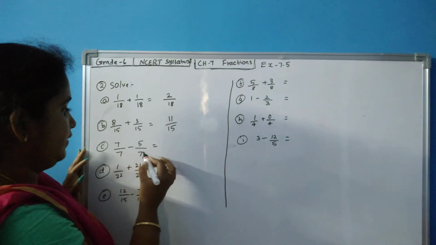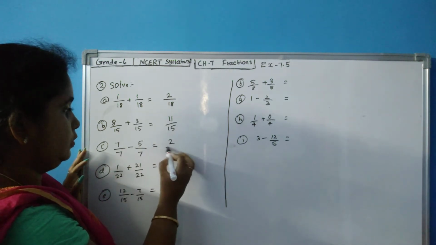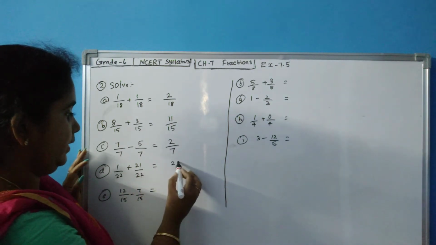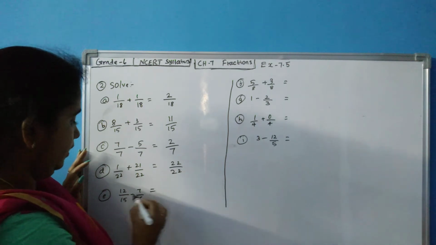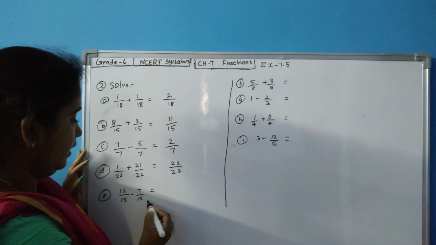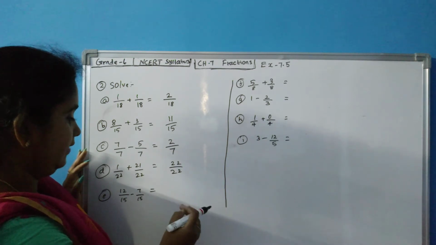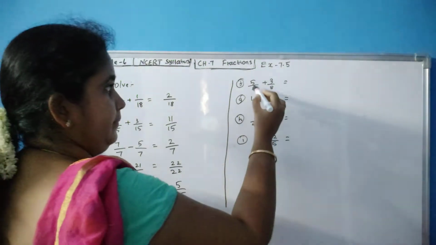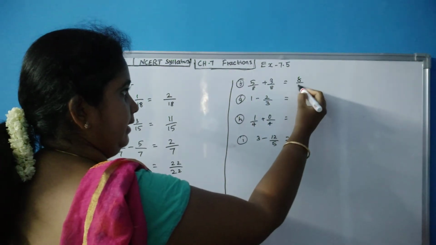7 by 7 minus 5 by 7. 7 minus 5, it is 2. 2 by 7. 1 by 22 plus 21 by 22. That is 22 by 22. Okay. Next one, that is 12 by 15 minus 7 by 15. So what? 12 minus 7, that is 5 by 15. Okay. Here 5 by 8 plus 3 by 8. That is 8 by 8.